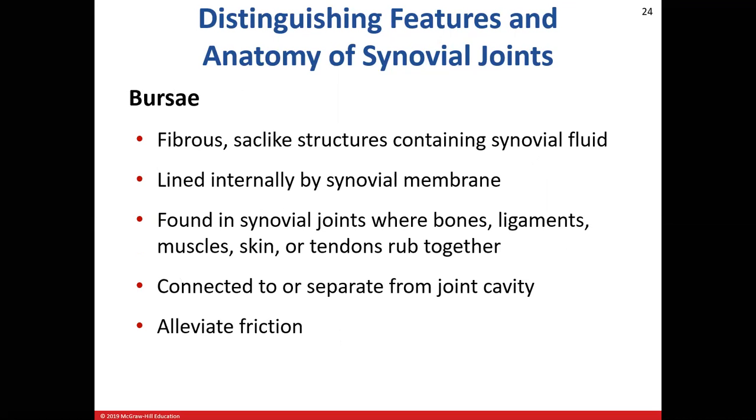Another characteristic is going to be bursa sacs. Now, bursa sacs are fibrous sac-like structures that contain synovial fluid. They're going to be lined internally by the synovial membrane. And what we find is that in synovial joints, these structures are going to be found where bones, ligaments, muscle, skin, or tendons rub together. And so the purpose is to really alleviate any type of friction of the movements of these particular structures. Okay? Now, they can be connected to, or they can be separate from the joint cavity.